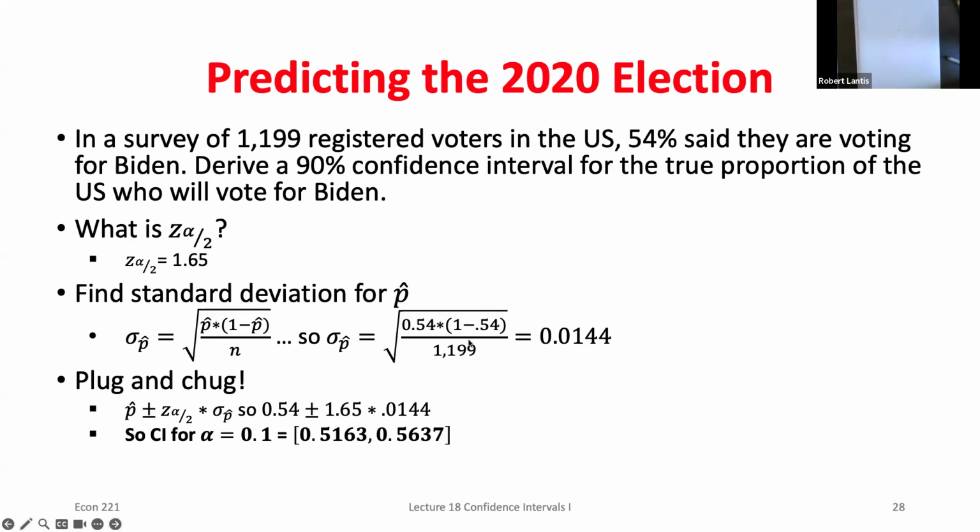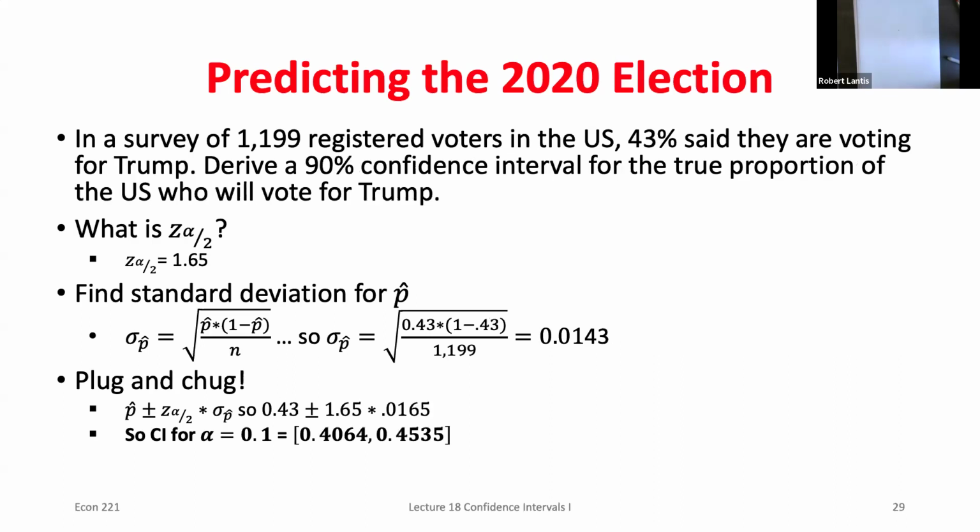I then plug in my sample proportion and sample size, add my margin of error, and subtract my margin of error to get my upper and lower bound. And the proportion of people who are going to vote for Biden here was between 51 and 56%, approximately. So this would have said, well, yeah, we can predict he's probably going to win this upcoming election.